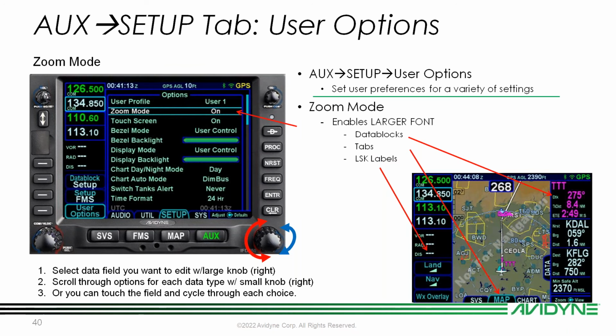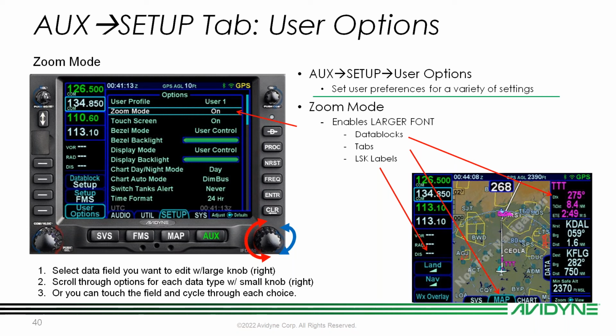So with zoom mode, what this means is that it's going to bring up a bigger font. The drawback to that, obviously, is if we have a bigger font, there's less that we can put on the page. As the letters and numbers get bigger, maybe it's a little more scrolling on the data block on the right side, but everything gets blown up, right? Your data blocks, your tabs, and even your line select key labels, you'll see those bigger. So we have had some calls, hey, I don't know what happened. All the numbers are huge and I can't figure out how to turn it back. Well, it's simple. It's just zoom mode in your user options.